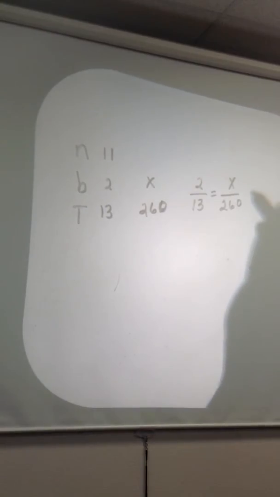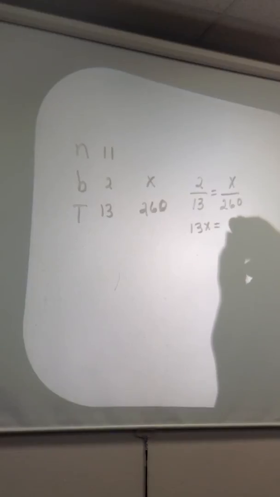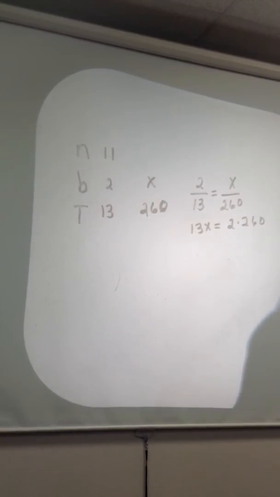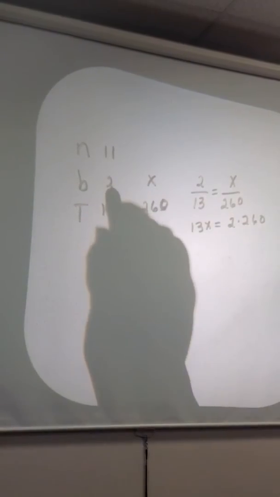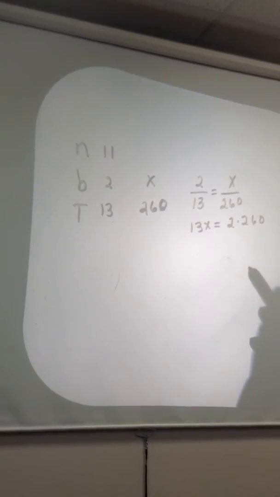How do you solve this? You cross multiply. So you would have 13x equals 2 times 260. How did you get the 13? You add 11 plus 2, that gives you 13. Okay, and then you would go on from there.